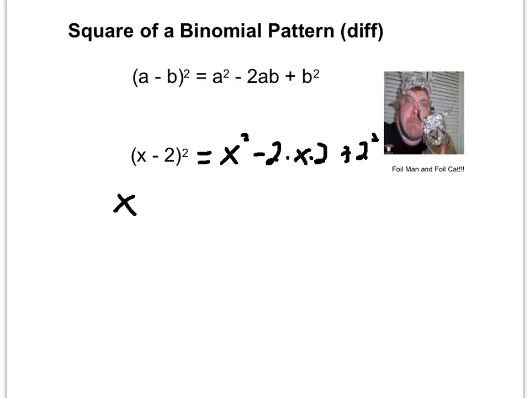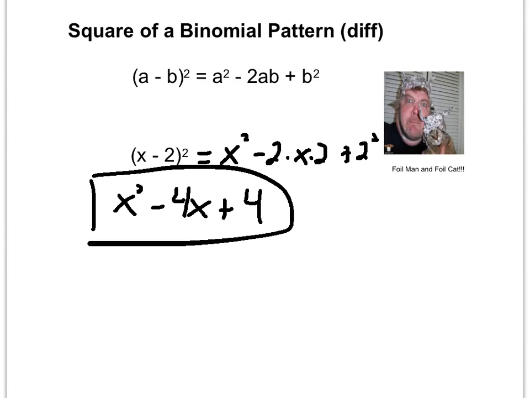So I'm going to do the first term squared minus 2 times the first term times the second term, so that's 4x, plus the second term squared. And there we go. X squared minus 4x plus 4. Okay? Again, those are nice because instead of FOILing, we can just do that mentally by recognizing what the pattern is.